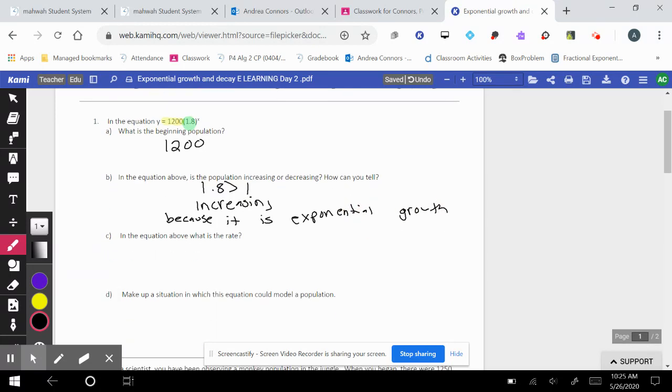In the equation above, what is the rate? Remember, that's when you take 1 minus your rate or your rate minus 1. You just want to make it positive. So 1.8 minus 1 is 0.8, so it's 80%. Again, either one of these would be fine.